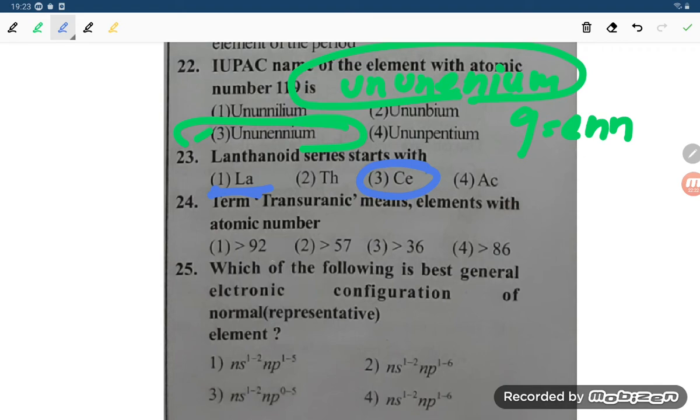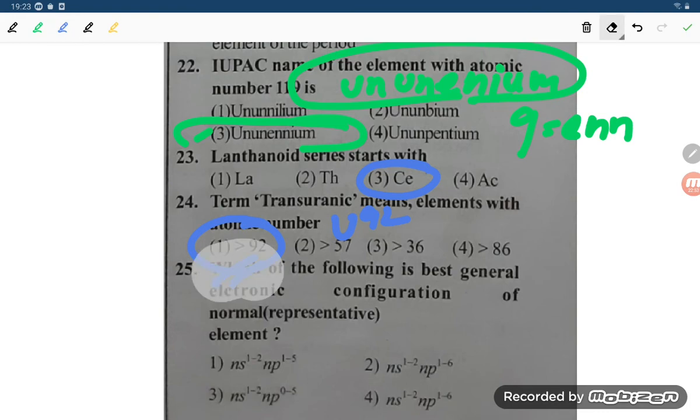Okay, next one, what is there, student? Let me erase this one. The term transuranic means after uranium. Transuranic means, student, after uranium. So if you look at the options of question 24, after uranium what will come? More than 92. After uranium means more than 92. Uranium is 92, so after uranium will come the transuranic species.